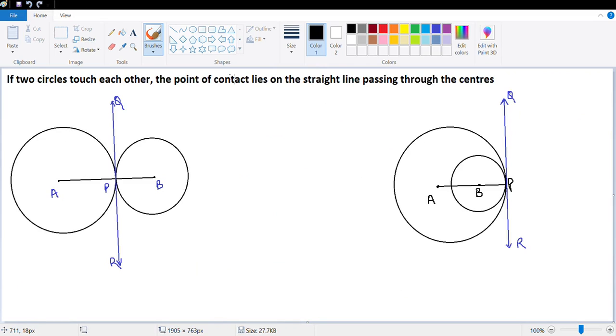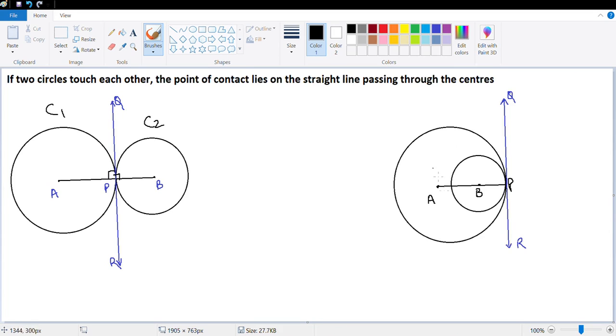Okay, another thing which is important is a derivation of what we just learned. If two circles touch each other, the point of contact lies on the straight line passing through the centers. Which means if I draw a common tangent QR, it is a common tangent to circle 1 on the left hand side, and to circle 2 on the right hand side. What it's saying is APB is a straight line. Why? Since it's a common tangent, this angle is 90, this angle is also 90, which means this obviously is a straight line because this is a linear pair.